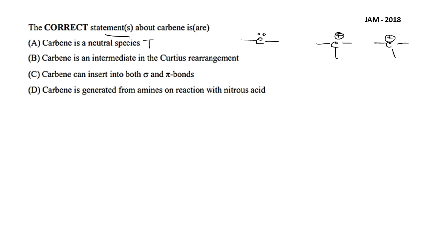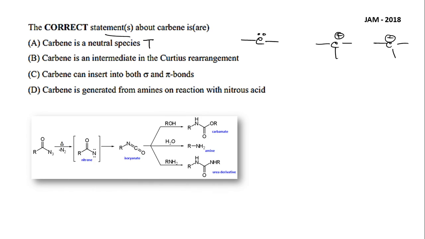Then the second statement says carbene is an intermediate in Curtius rearrangement. Now this is the Curtius rearrangement, where the starting material is this type of acyl N3 compound, and there is generation of nitrene, it is not carbene, and then further reactions are there. But the important point is, it does not involve a carbene intermediate. So this is not correct, this is false.